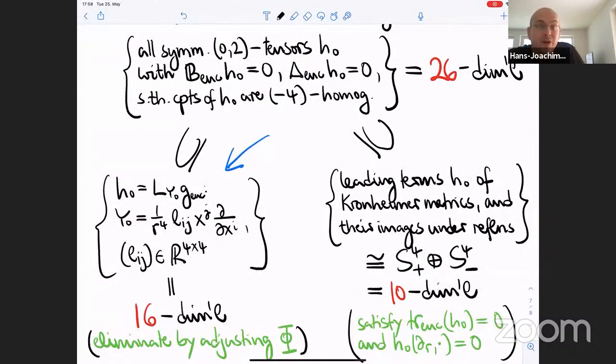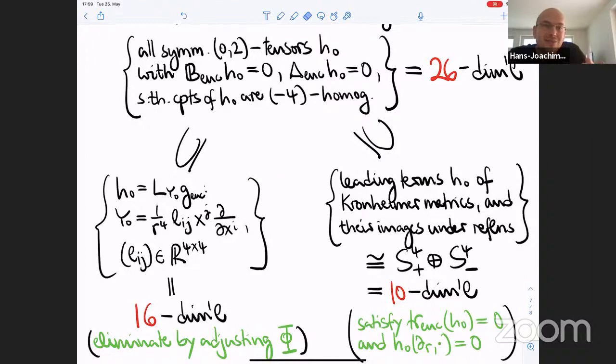With respect to harmonic vector fields of decay rate r⁻³, so linear functions over r⁴ times coordinate vector field. The coefficients Lij are just an arbitrary 4x4 matrix. That's sort of the residual gauge freedom that you have in this space. That's 16 dimensional, as r⁴ times 4.